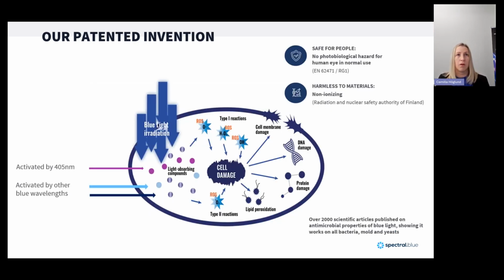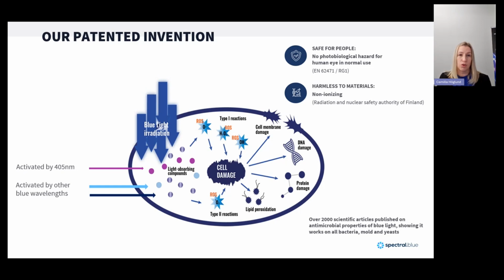The way blue light kills microbes is very different to UV light also. Whereas UV light will break down DNA and RNA, blue light has a very different mode of action. What we know is that all microbial cells, and the round circle here can represent any bacteria, fungi, or yeast, they all contain blue light absorbing compounds inside the cell as a part of their natural metabolism.